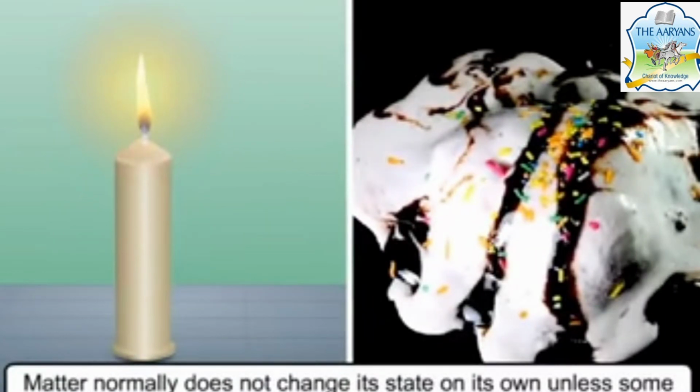Matter normally does not change its state on its own unless some external pressure or force is applied or its temperature is changed. In both examples, when we lit the candle, only then did it start melting. And the ice cream, when the temperature is changed, starts melting and turns into a liquid, milk.